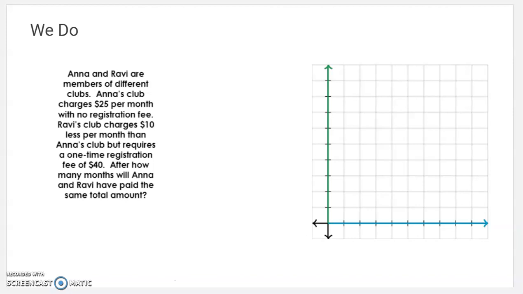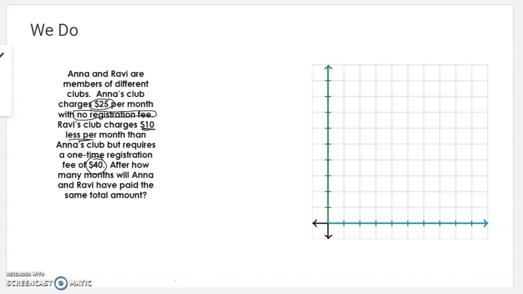So you'll notice kind of the same thing happens here. This is very common in systems of equations, right? This person has no starting fee, which is nice, but more money per month. This person has a starting fee, but they pay a lower amount per month. That's very, very common in situations like this.